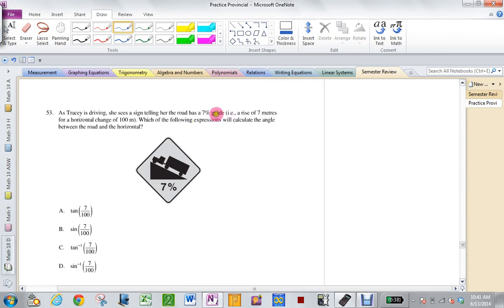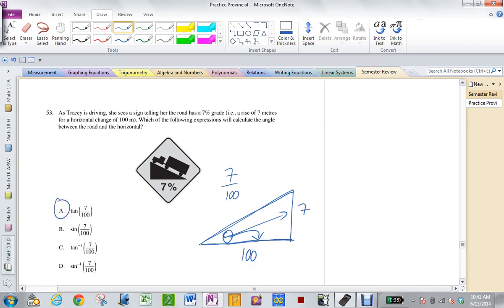Tracy's driving that truck, 7% grade. 7 over 100. That's the slope, which will calculate the angle between the road and the horizontal. This is the road. This is the horizontal. That's the 7. That's the 100. I need that theta. Opposite and adjacent. Tan. So 53. Oh, but I need an angle. So it can't be that one. It's got to be that one. Tan negative 1.